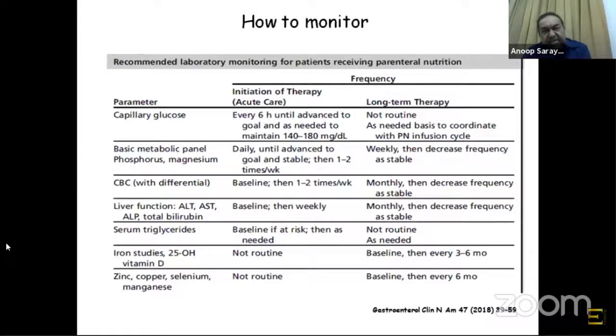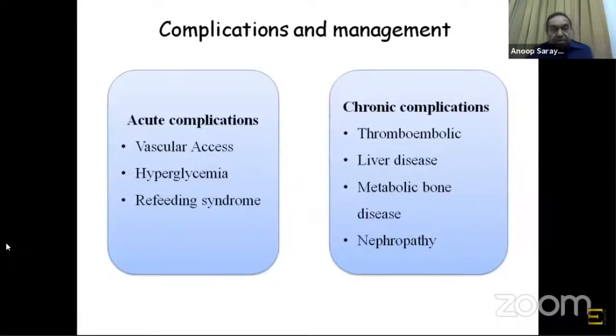CBC baseline and then 1 to 2 times per week. Liver function test baseline, then weekly. Serum triglyceride baseline, if at risk, then as and when needed. Iron studies, zinc, copper, selenium, and magnesium are not required routinely and can be repeated after some time. So what are the complications and management?